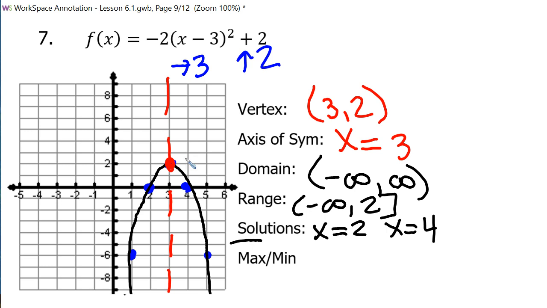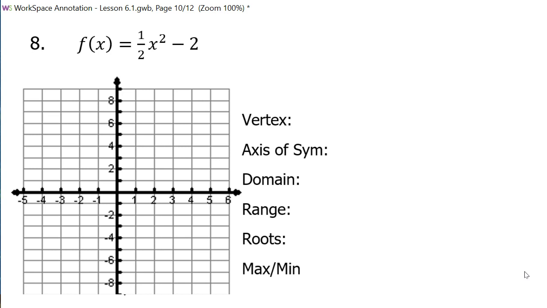Okay, I want you to do number 8. So graph number 8, fill in the questions. Number 8. You've got halves. How do you do fractions? You just cut it in half. What's half of 4?